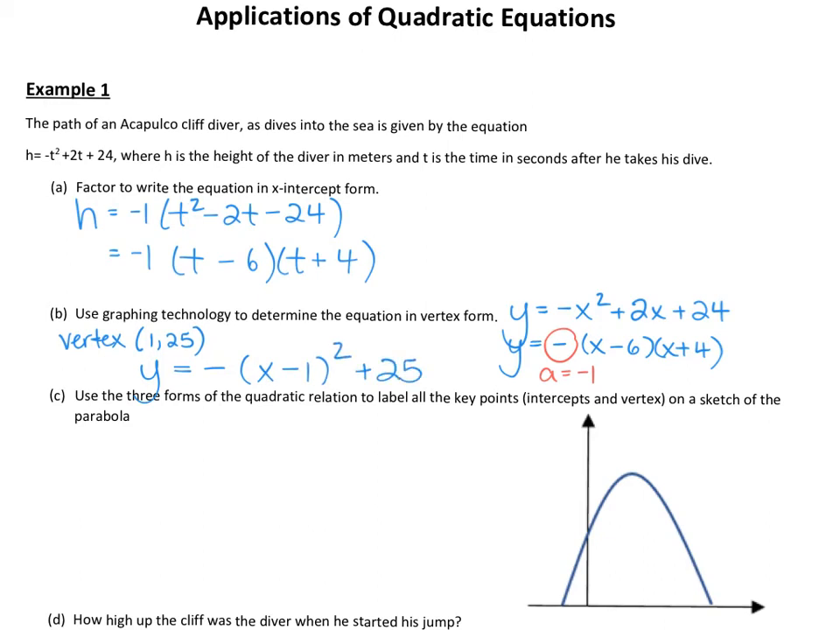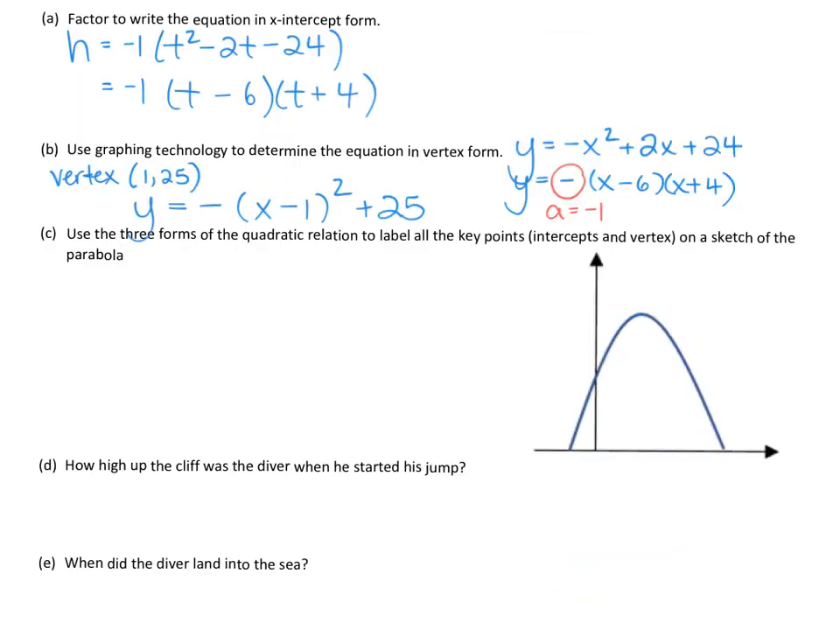Using all of this information, I'd like us to put it together on our sketch of the parabola so we can see all of the key points. We just found out that the vertex is (1, 25). We know that this x-intercept is 6, which comes from this binomial right there. So this point is (6, 0), and this point right here is (-4, 0). Here we get x equals 6, and here we get x equals -4.